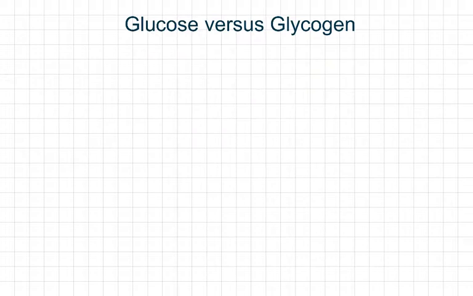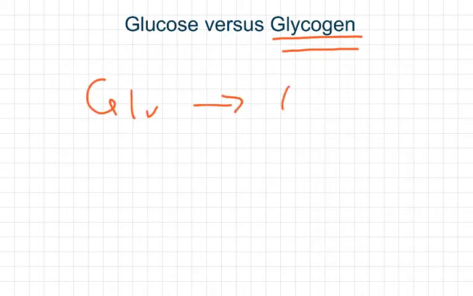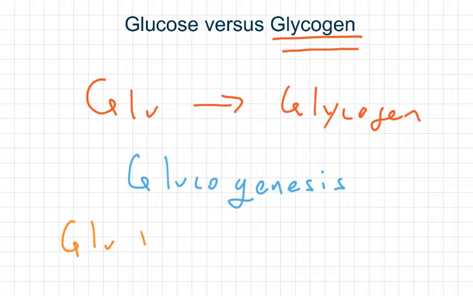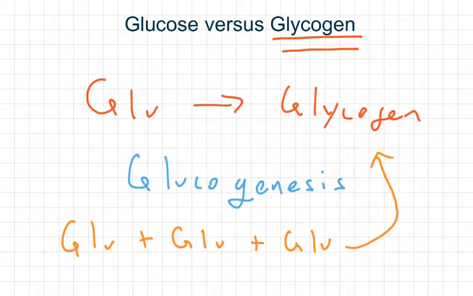Well, when glucose is not used, it is stored in a form called glycogen. And converting glucose into glycogen occurs through the process called glycogenesis. And all this process does is take glucose molecules and puts them into chains to create glycogen. And glycogen is stored in the liver.